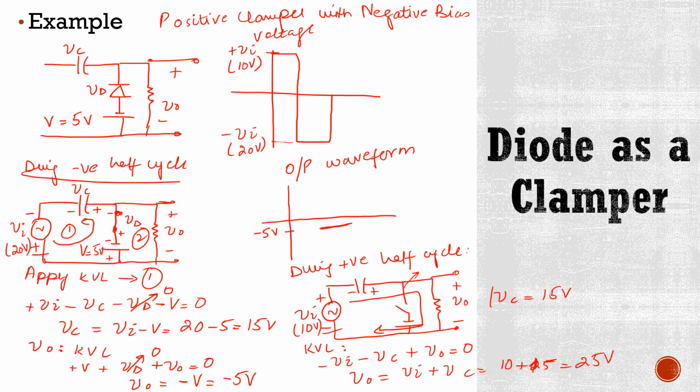It means during positive half cycle the amplitude is plus 25 volts. So this is 25 volts. Now again, if you look at the peak to peak amplitude of input signal, it is 30 volts, and if you look at this output waveform here, this peak to peak amplitude is also 30 volts. So this is an example of positive clamper with negative bias voltage.